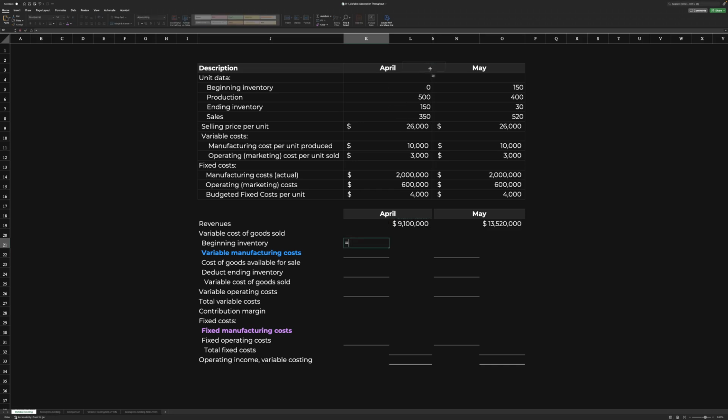Now let's take a look at beginning inventory. Beginning inventory, we are told, is 0 in April. Then we can add the cost of manufacturing. Under variable costing, the cost of manufacturing are all variable manufacturing costs. So what we would do is take the number of units produced, which is 500 units, and we would multiply that by the variable cost to manufacture each unit. That works out to $5 million in April. And that works out to 4 million, which is 400 units multiplied by 10,000 a unit, in May.